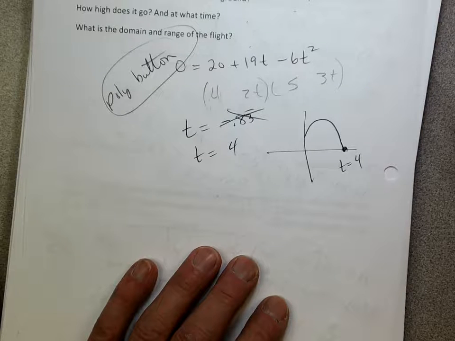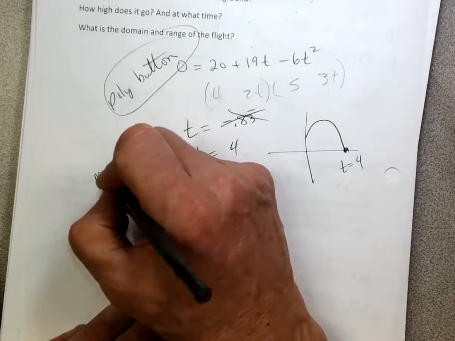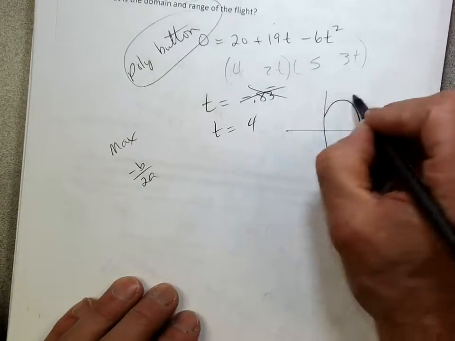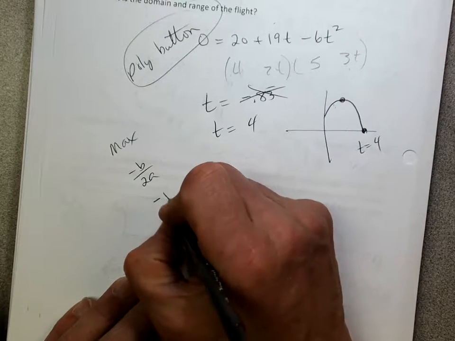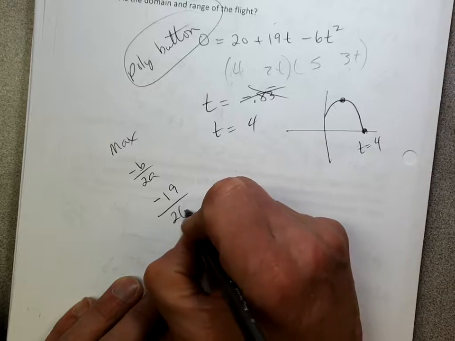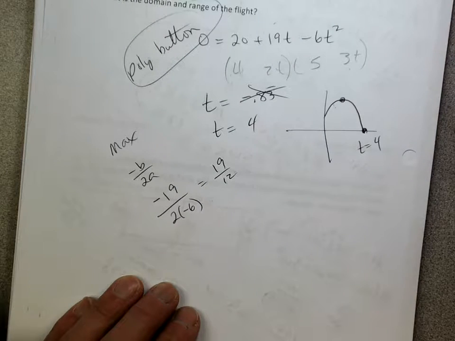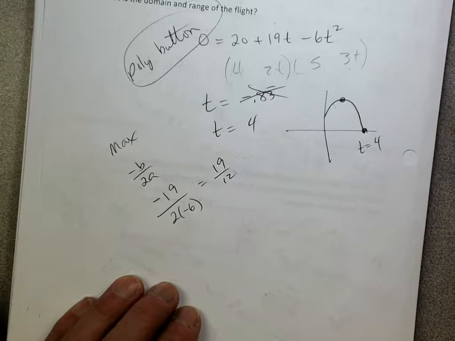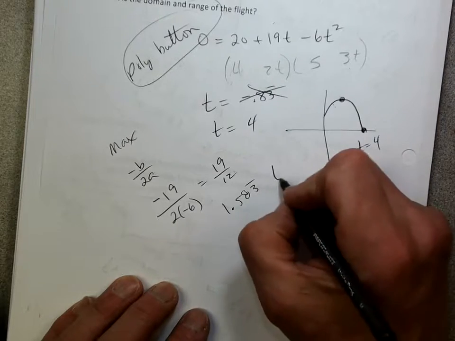How high does it go? Starts from 20 feet. Well, let's use our negative b over 2a for that. So I want to maximize, look for the maximum. So I can use my negative b over 2a for the maximum height, right? That's my vertex. So I can use my -19 over 2 times -6, which is 19 over 12, and I don't know what that is. I'll tell you in a second. 19 divided by 12, about 1.583. Now that's the time.